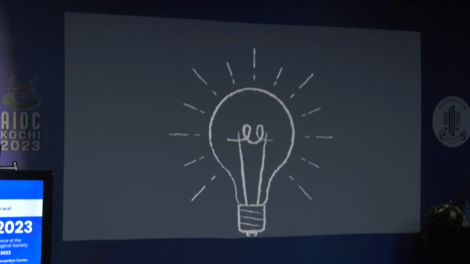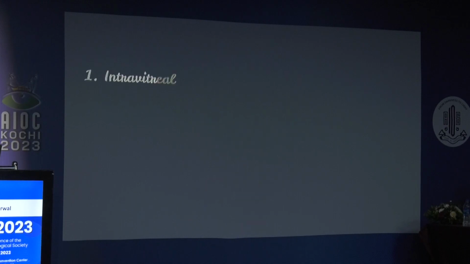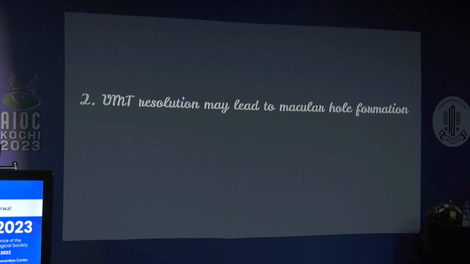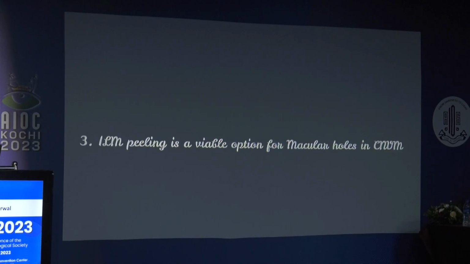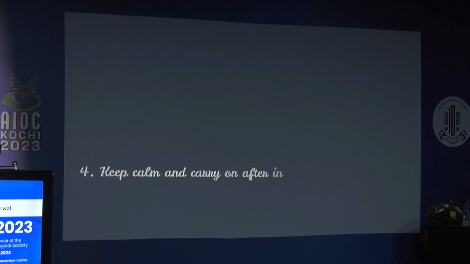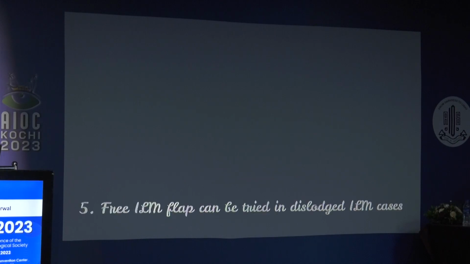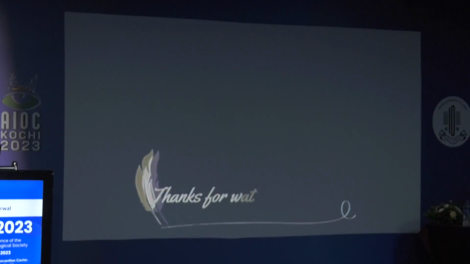The learning points in this case are: intravitreal injections can cause resolution of VMT. The VMT resolution may lead to a macular hole formation. ILM peeling is a viable option for macular holes in CNVM. Keep calm and carry on after an intraocular complication. Free ILM flap can be tried in dislodged ILM cases. Thank you.